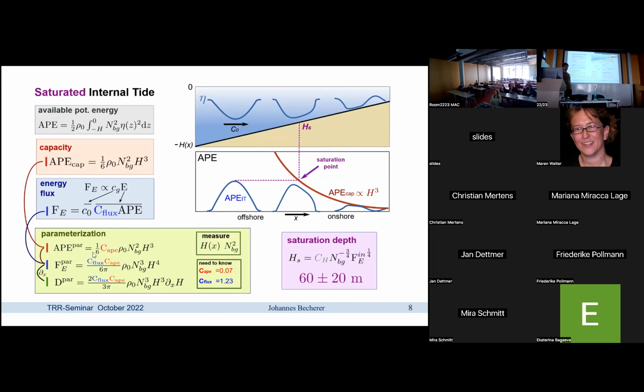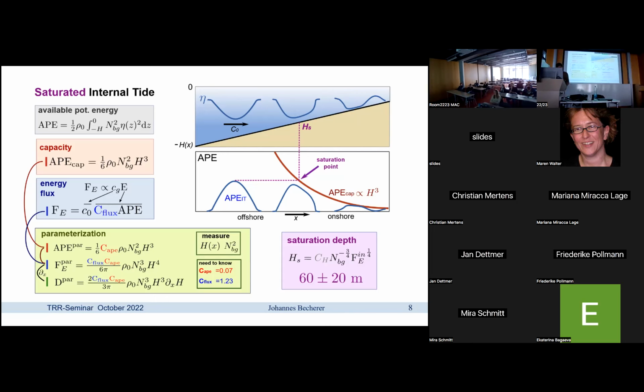And since we already figured out that the flux divergence equals our dissipation, we can also use this to come up with the parameterization for dissipation as well. That's just taking the derivative of this thing that's down here. So we have a really nice, really easy parameterization, I should say, for energy, energy flux, and dissipation on the shelf, where we only need geometry and stratification as input parameters. You might wonder where the saturation point is here, and you can rearrange this formula to come up with a formula for the saturation depth. It turns out in our data set that's approximately 60 plus or minus 20 meters. So almost all of the moorings that we have lie within the saturated range.